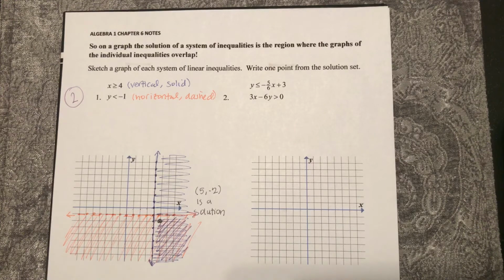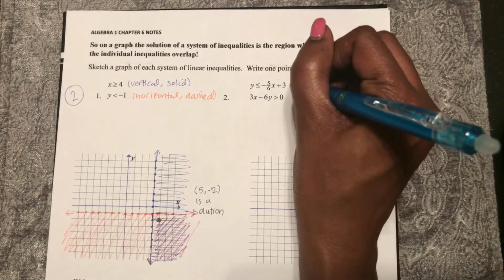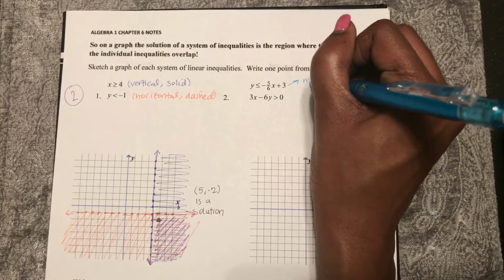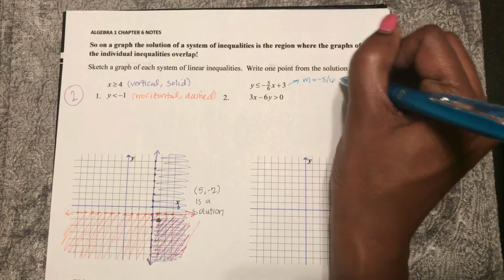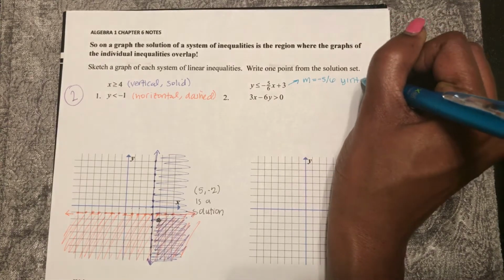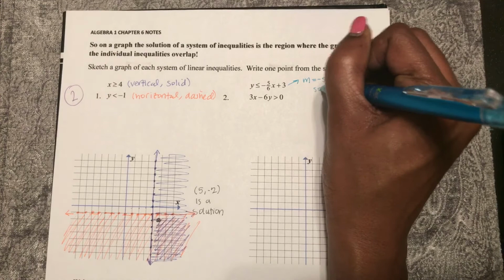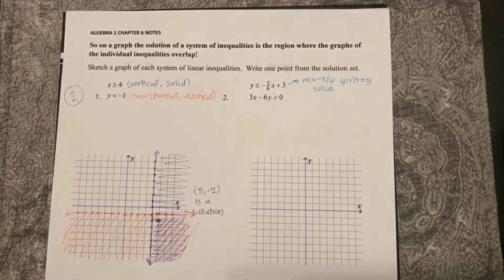Okay guys, let's continue on with number 2. We're graphing this system of linear inequalities. For my top inequality here, I see it has a slope of -5/6 and a y-intercept of 3, and it's going to be a solid line because it's equal to.